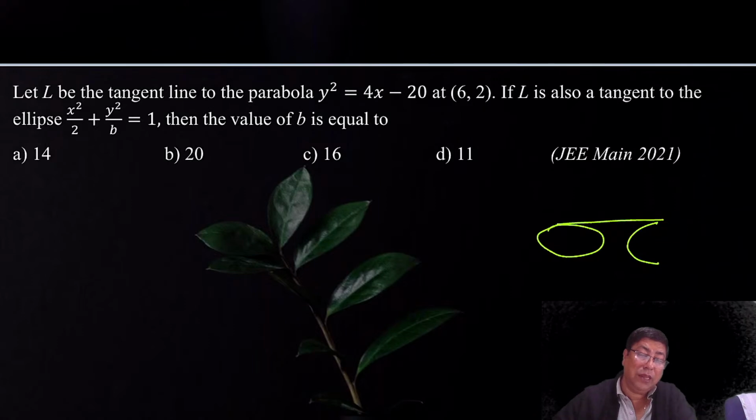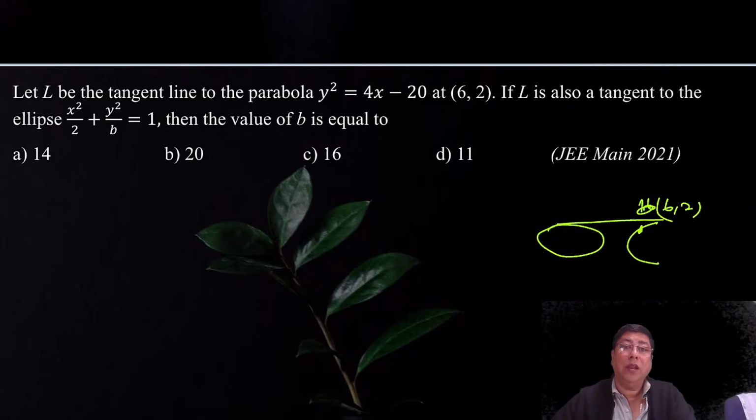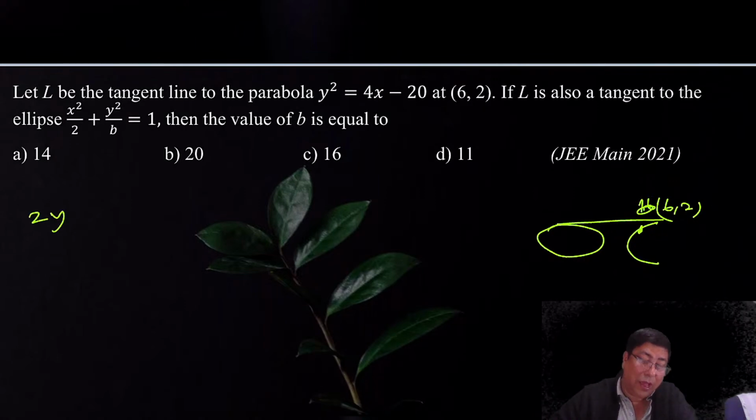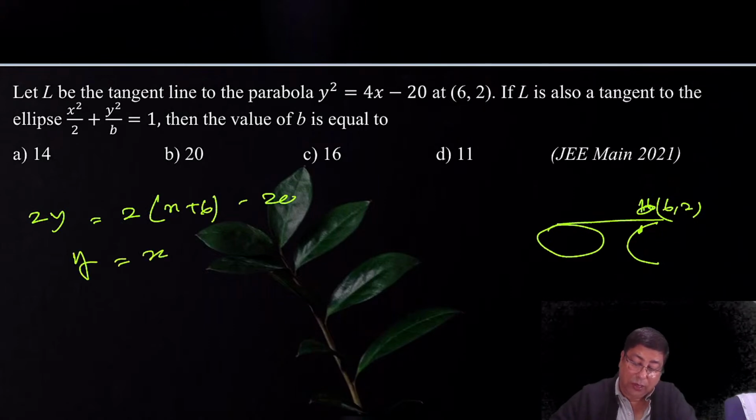So equation of the tangent at 6, 2 is y into y1 equal to 2 into x plus x1 minus 20. So if I put the value, 2y equal to 2 into x plus 6 minus 20. So y equal to x minus 4.